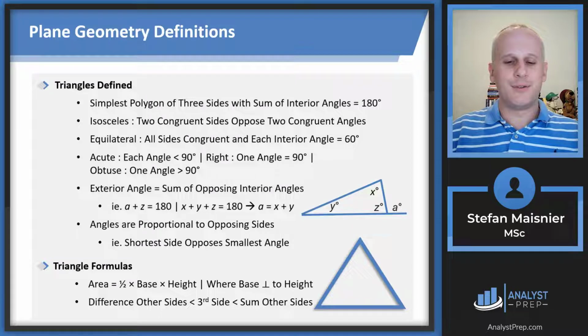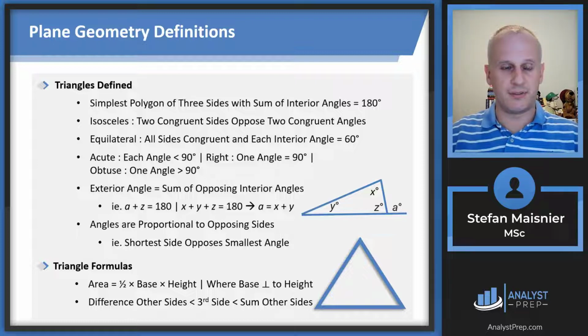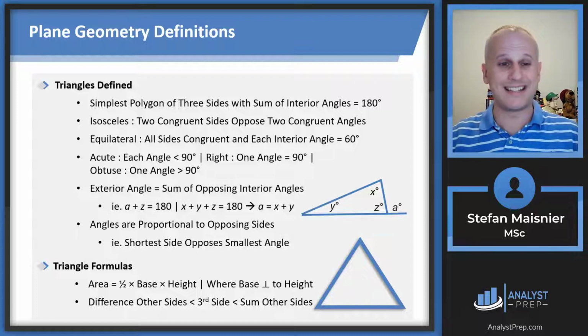We also have what is known as the third side rule, or the triangle inequality is what they actually call it, wherein the third side of a triangle always has to be less than the sum of the other two sides, and greater than the difference of the other two sides. Because if your third side is greater than the sum of the other two sides, or equal to, then you just have a straight line or overlap.